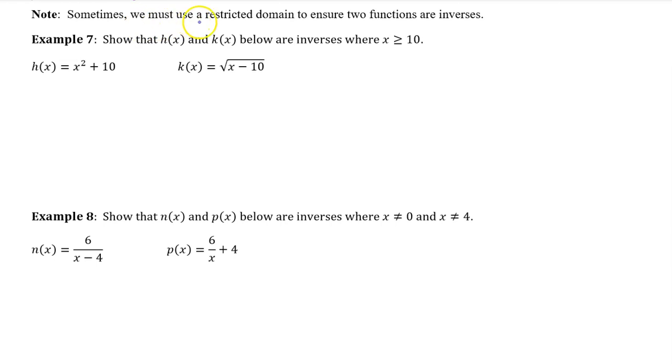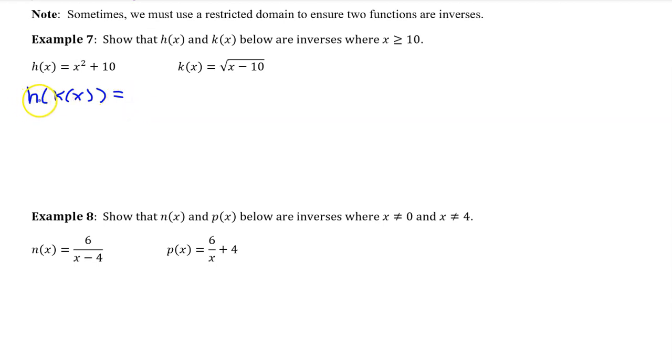Note that sometimes we must use a restricted domain to ensure that two functions are inverses. For example 7, we need to show that h of x and k of x below are inverses, where x is greater than or equal to 10. This is the restricted domain. Why do you think we had to do that? Well, when you take the square root, the radicand needs to be 0 or greater. So by making x greater than or equal to 10, we make sure that the thing under the radical is 0 or greater.